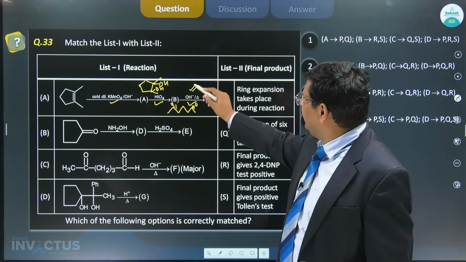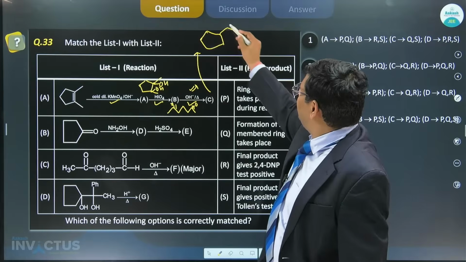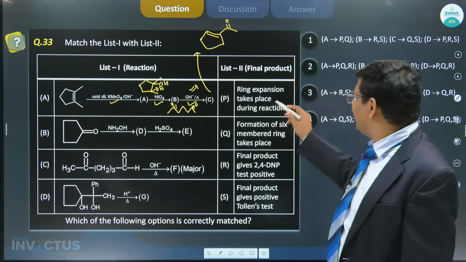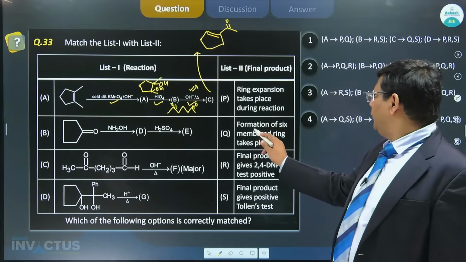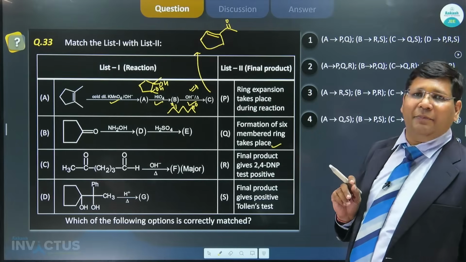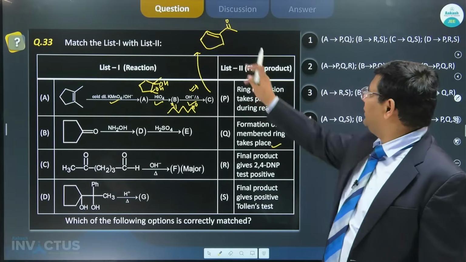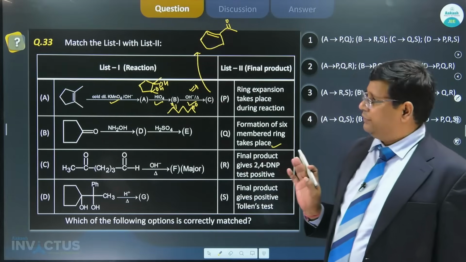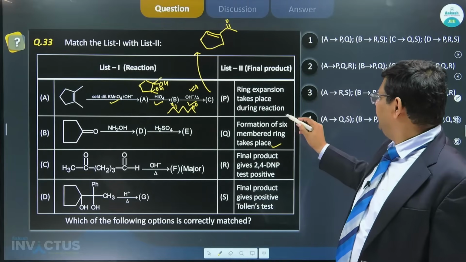This is followed by aldol condensation, so it is a beta hydroxy compound. Simply, by solving, you will get the double bond. See, in that case ring expansion takes place, and a 6-membered ring forms, which is correct for this case. The final product gives a positive 2,4-DNP test because it has a ketone, and the final product giving a positive Tollens test is wrong. So for A, I can mark P, Q, R, right? Ring expansion, because from this part we got this one.